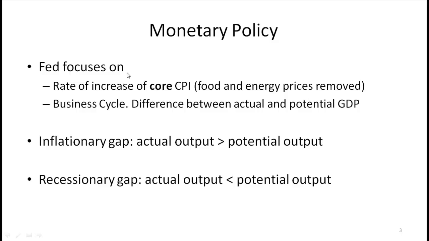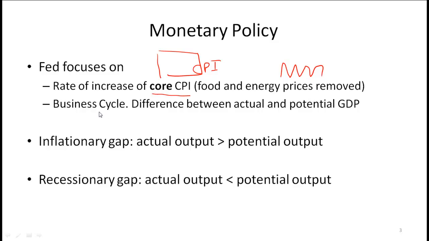The Fed focuses on the rate of increase of core CPI, which is the regular CPI but with food and energy prices removed. This is because food and energy prices are very volatile, and in order to have more stability in the metric, the central bank or the Fed uses the core CPI. So for the core CPI, the basket of goods does not include energy and food.